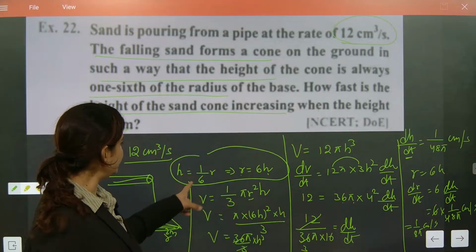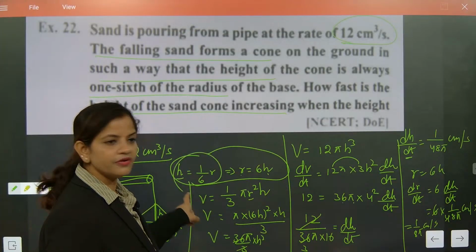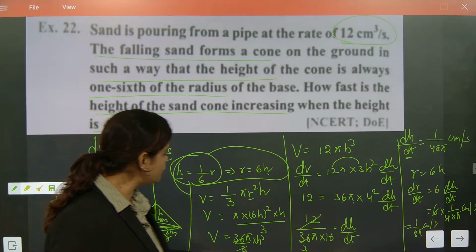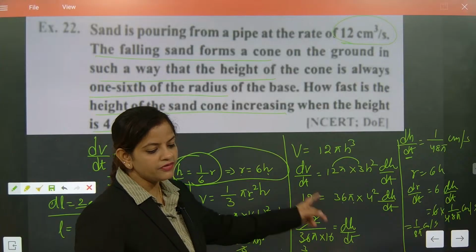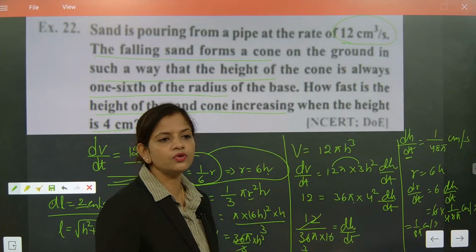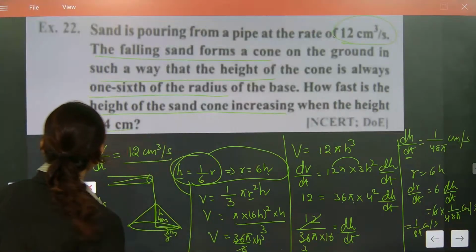Correct now? Height is 1/6 of radius. Then totally you have to devote to height, and after that, last part we went to radius and solve. Now we will go for the next question. Come on, try this question.